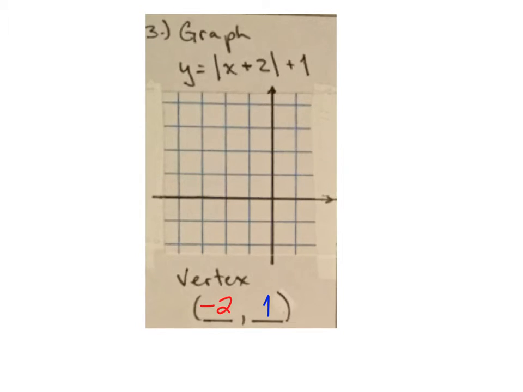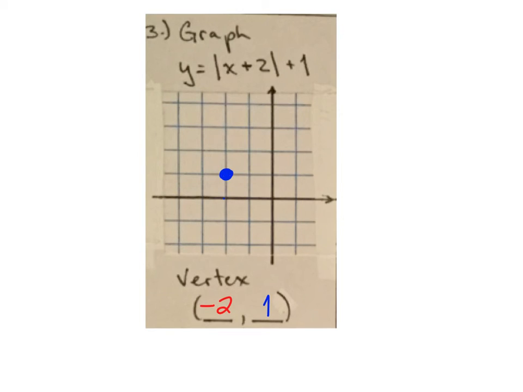So we need to remember that we'll take the opposite of what we see on the inside, but the same as what we see on the outside. And that will be our x and our y coordinate. So plot the vertex at -2, positive 1.